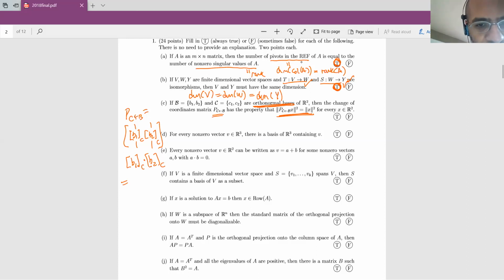Well, so let's suppose C. So let's make an orthogonal matrix U whose columns are C1 and C2, right? Then can you write this dot product in terms of this matrix U? So what are the coordinates of B1 in the C basis?